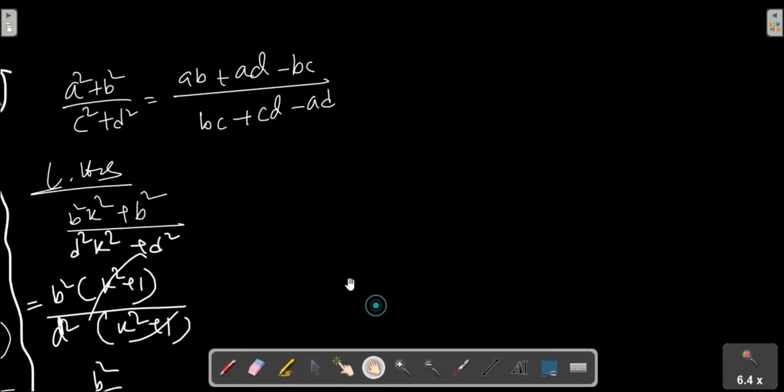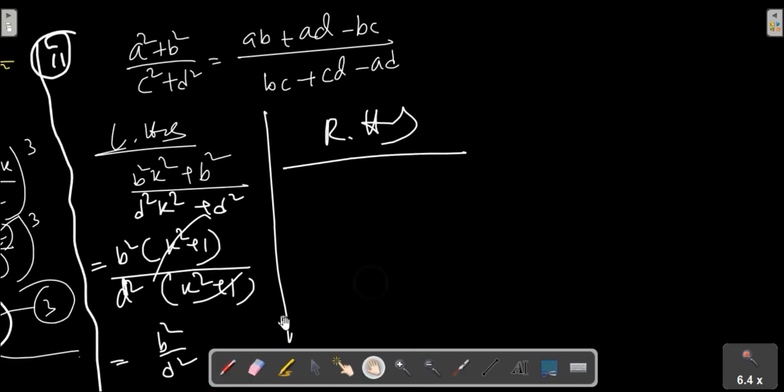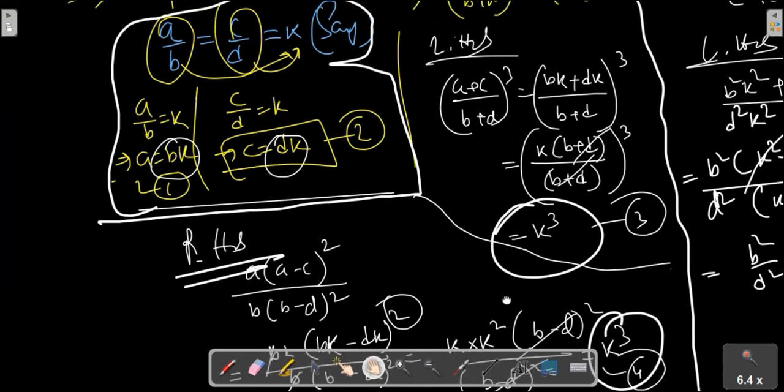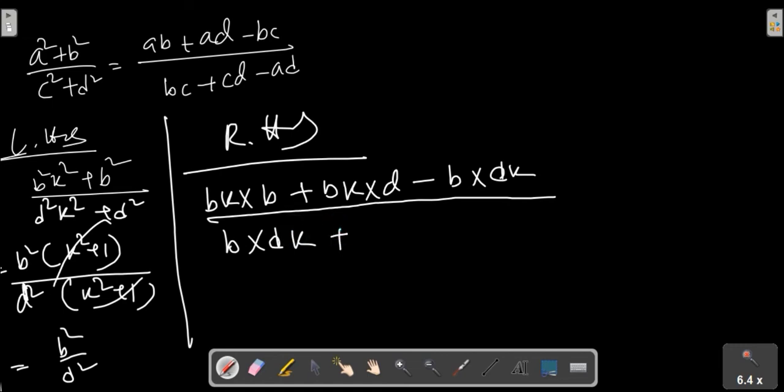Now let's see what we can get from the RHS part. In the RHS part we have ab. Let us put directly, let us make it shorter. So a was bk, so in a's place I'm putting bk into b, plus ad, a means bk again, and d will be d only, minus bc, so b will be b, and c will be dk. Now in the lower part, b into c, so b means b and c means dk, plus cd, so c means dk and d will be d only, because we have not got any value for d.